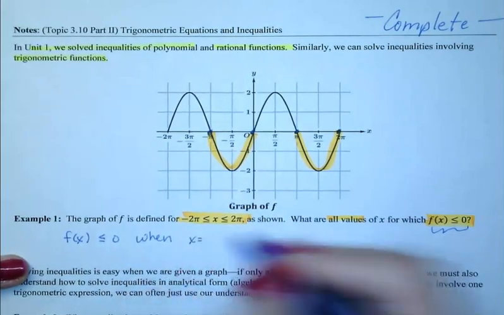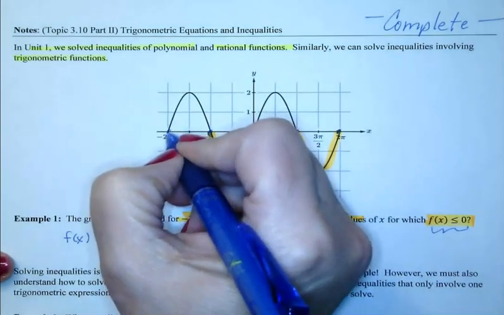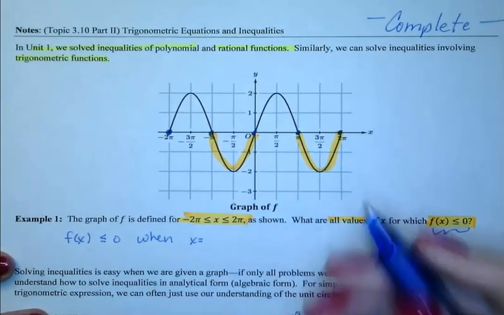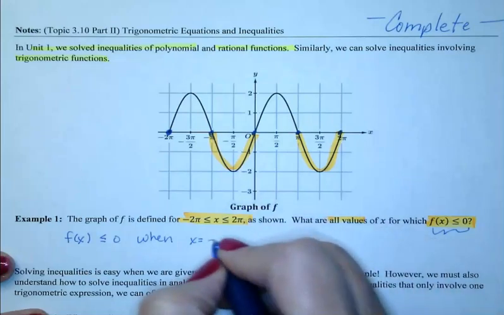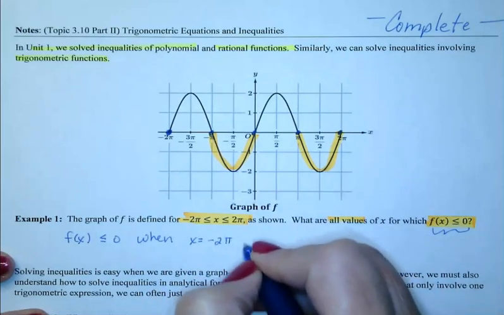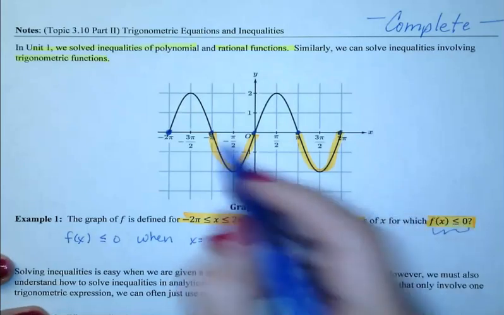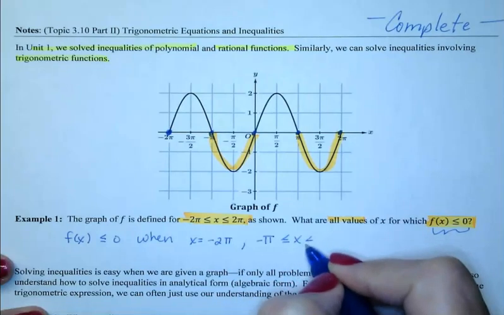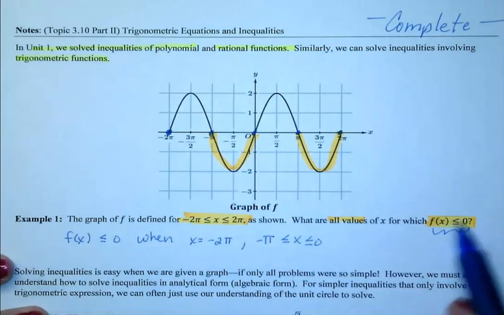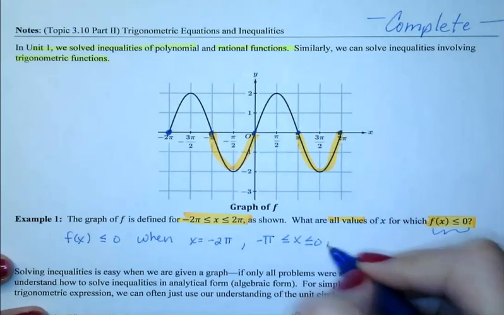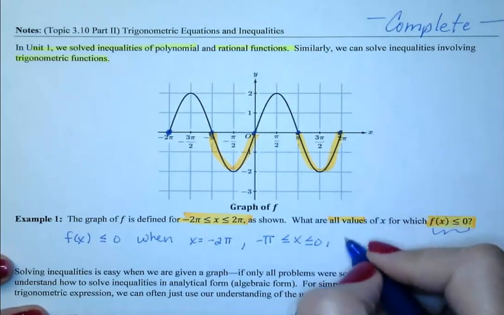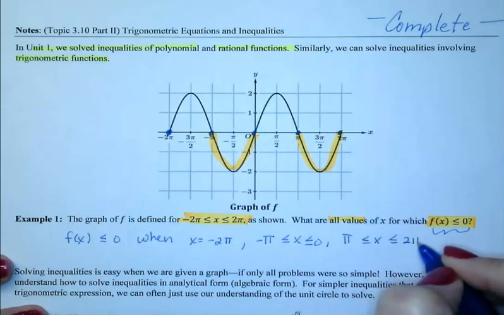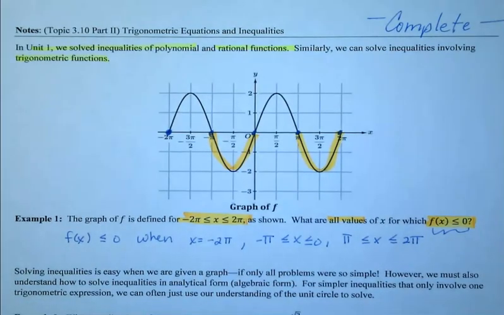When x equals, and we have this one value down here, don't forget about this guy. It's not part of either of the intervals, but it is equal to 0 at that point. So I would say that x equals negative 2 pi. I would also say that we can go between negative pi less than or equal to x less than or equal to 0, because remember again, the symbol right here says equal to. Or the last part of my interval could be pi less than or equal to x less than or equal to 2 pi.